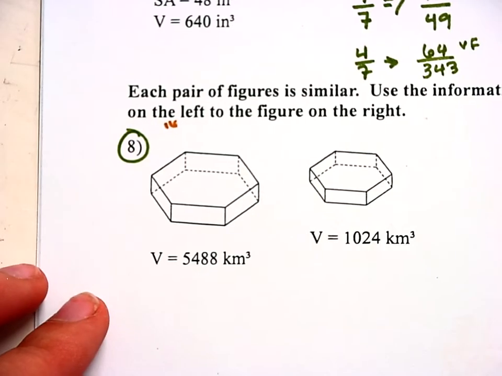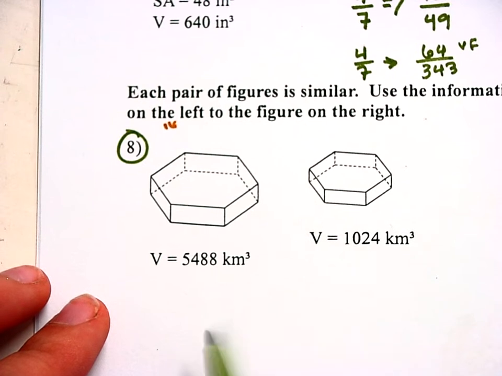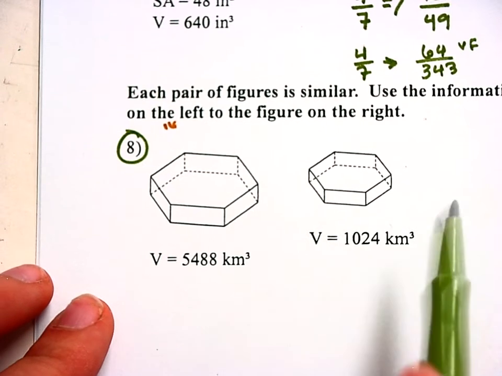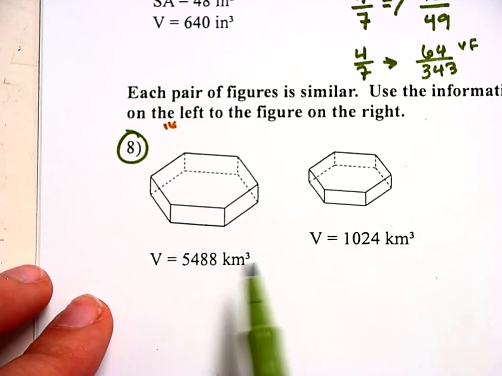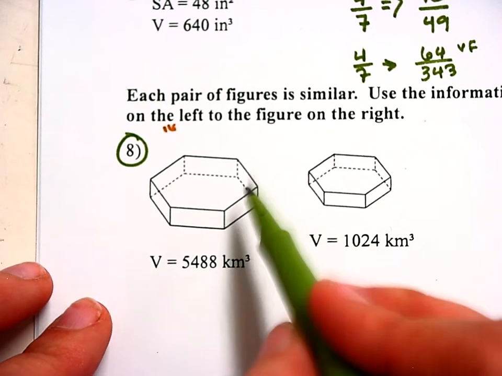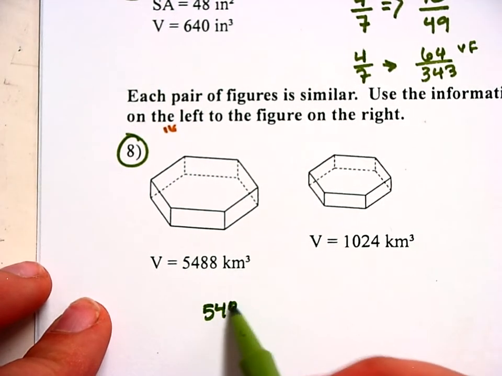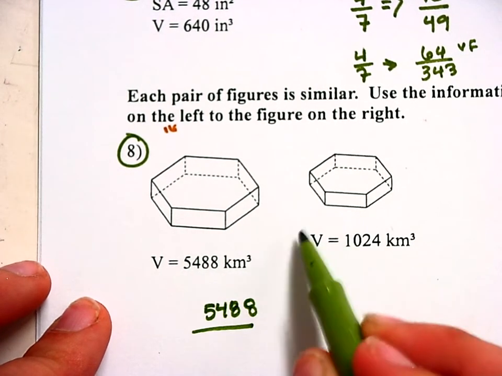So number 8 it says to use the information given to find the scale factor of the figure. So what I'm going to do first is find the volume factor. So I'm going to take the old shape, 5488, and divide it by the new volume.